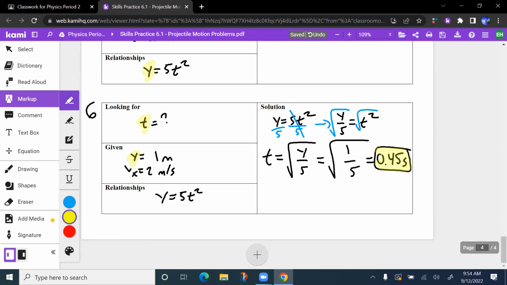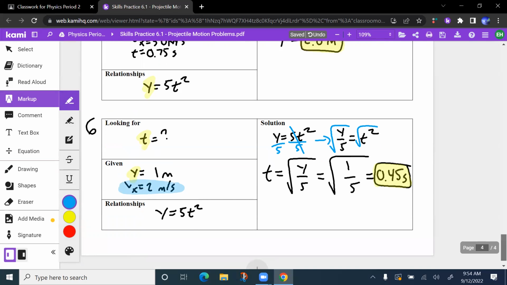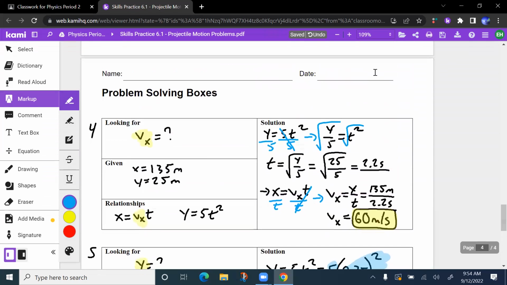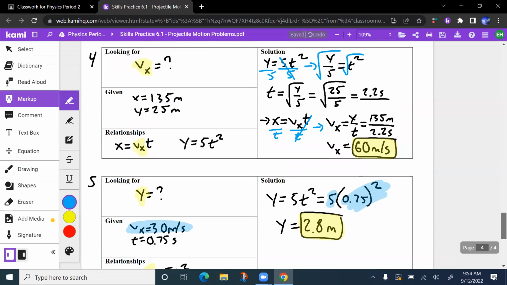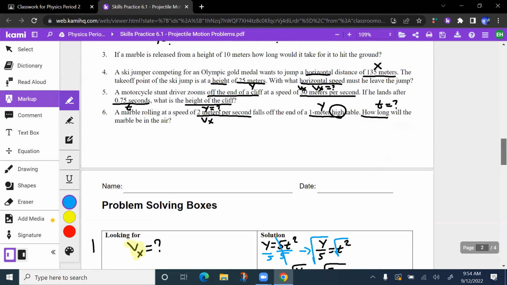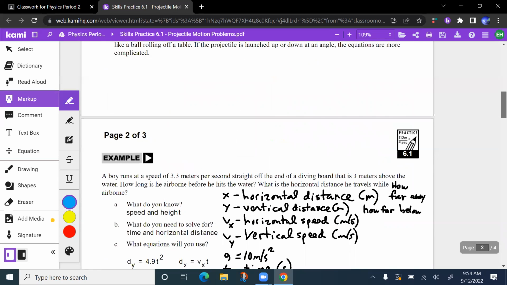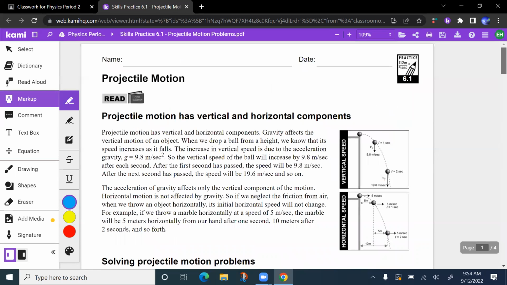Something I want you, ladies and gentlemen, to notice as we conclude this particular lesson. Notice we're given Vx in question 5 and question 6. Both questions were given Vx, but notice we didn't need to use them. So sometimes you're given what's called extraneous information, meaning you're given extra not needed information. And in the case of questions 5 and 6, that was definitely the case.